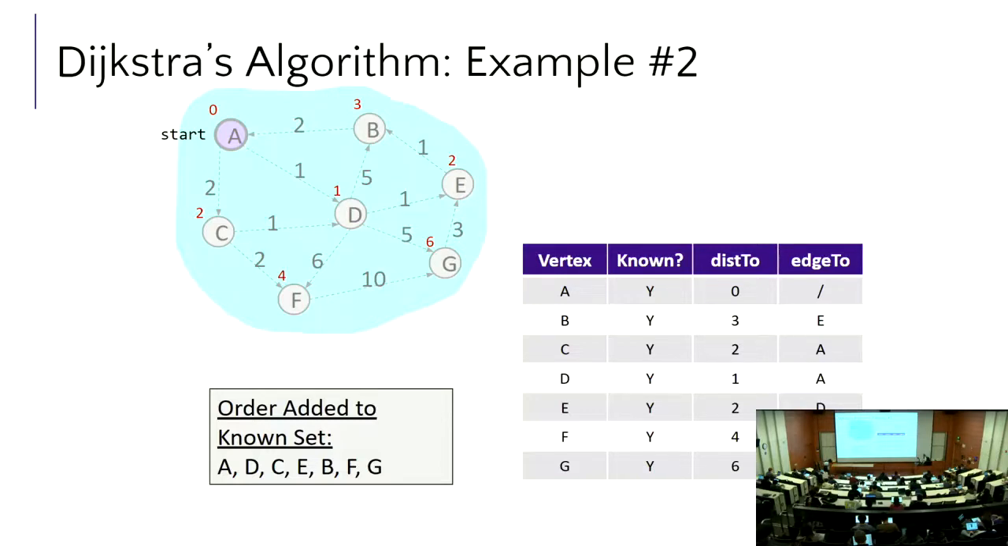So if I did only care about A to G, then I would look it up and say, oh look, G's distance is 6, and then G's back pointer is D, D's back pointer is A, boom, my path would be ADG.